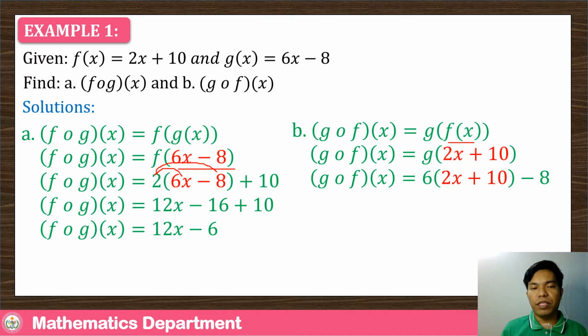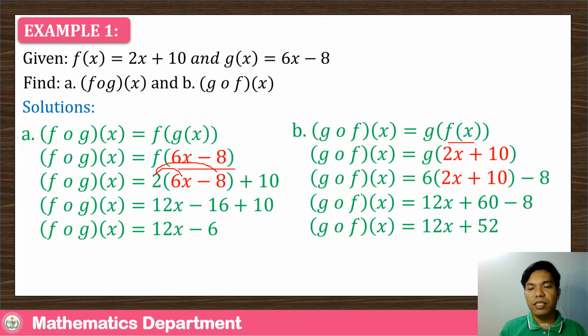And then, performing the same process, kagaya nung ginawa natin kanina sa letter A, this will give us 12x plus 60 minus 8. And when we simplify this, we will come up with 12x plus 52. So for our g composed of f of x, we have 12x plus 52.